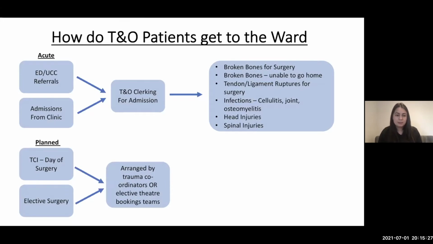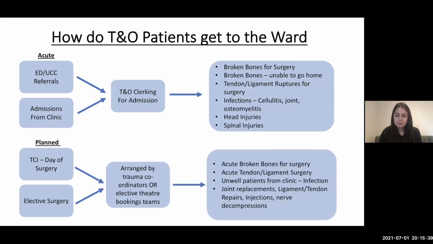If we go down the planned pathway now, these patients are usually arranged by the trauma coordinator, or by the elective theatre bookings team, days or months in advance. The trauma aspect of it is usually broken bones for surgery and broken tendons and ligaments for surgery, but they're actually well enough to go home.